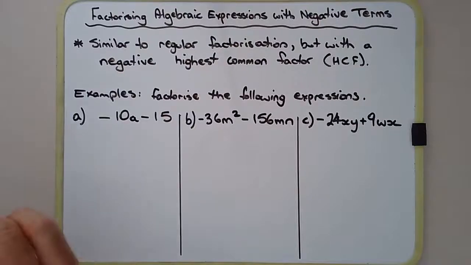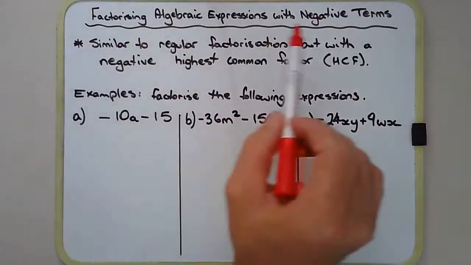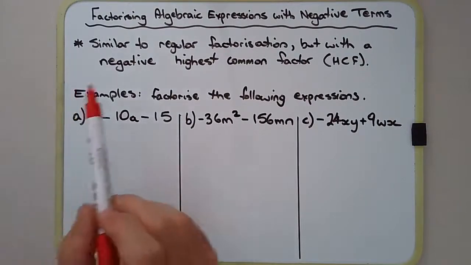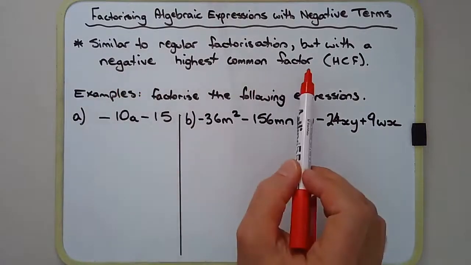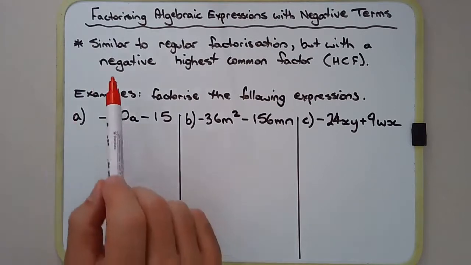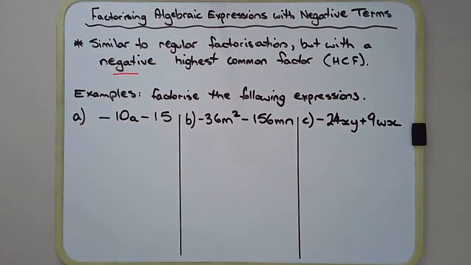Let's have a look at factorising algebraic expressions that have negative terms. It's very similar to regular factorisation, and we saw that in the last lesson. The only difference is that we need to take out a negative highest common factor. In fact, all the highest common factors that we've taken out, shown in the last video on factorisation, were all positive highest common factors. This time around, we're going to take out a negative highest common factor.